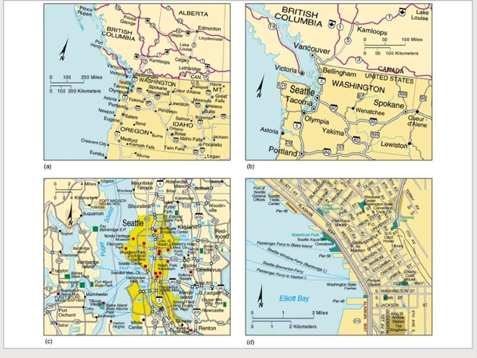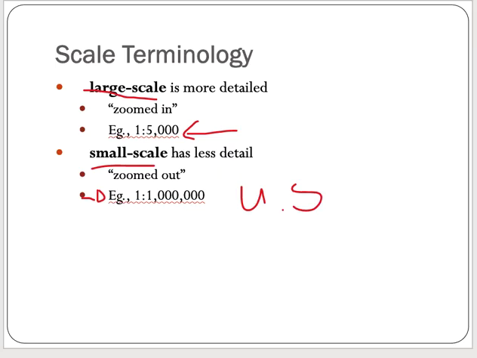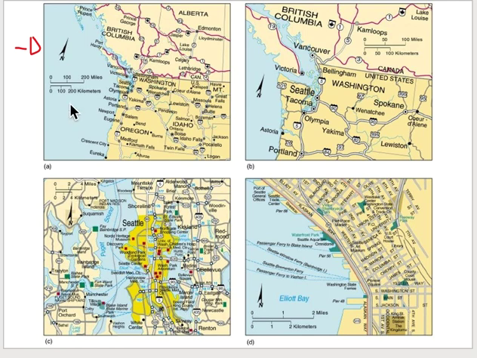Here, these are 4 different maps at 4 different scales. This map here is a small scale map. There is less detail and it is zoomed out. So again, it would be this one, small scale. Whereas this one, it is a large scale map. We see that it is zoomed in to Seattle, and we could see the street names, the water names, and so again, this has more detail.